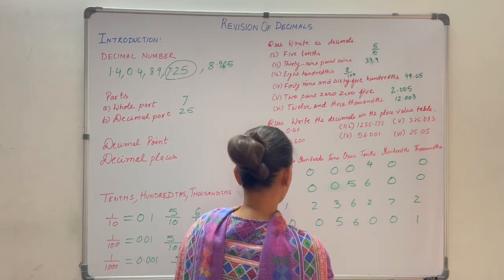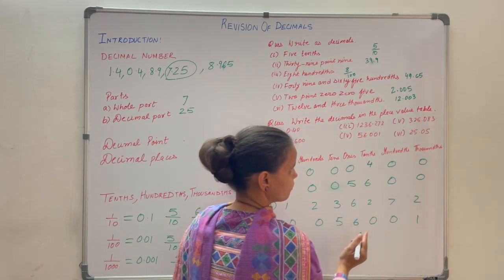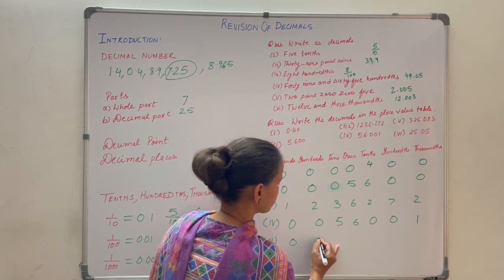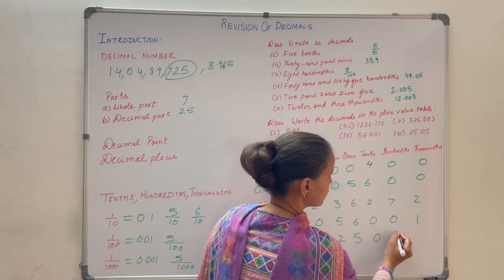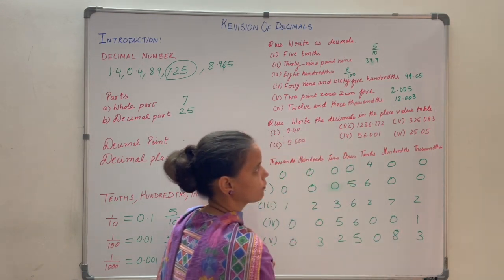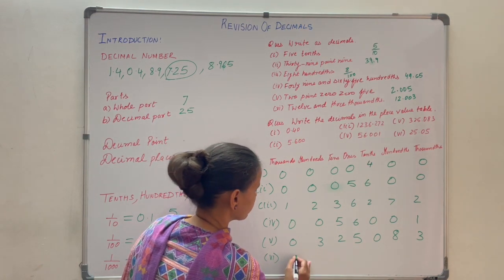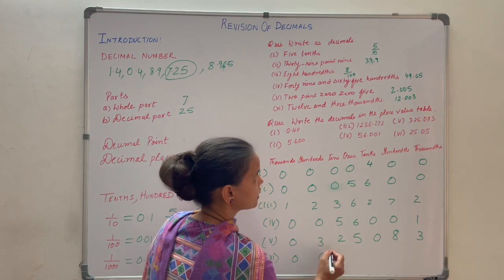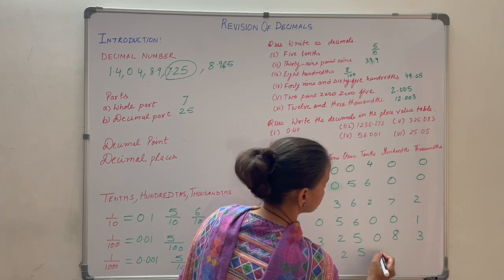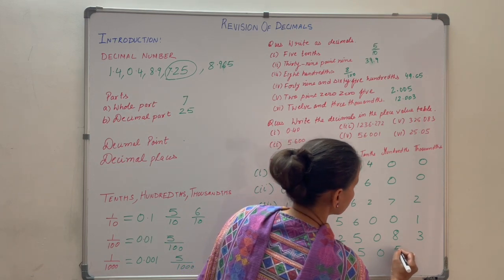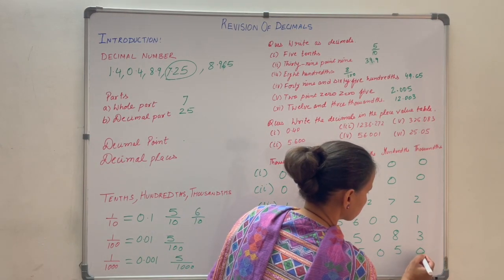Now, fifth question, 325.083. So, thousands place is 0. Sixth question, 25.05. So, thousands and hundreds place is 0. The tens place is 2. Ones place is 5. Tenths place is 0. This is 5. Rest all other places. The last thousandths place is 0.